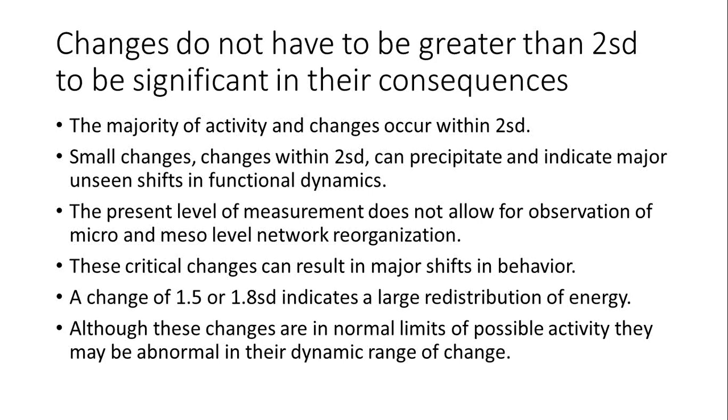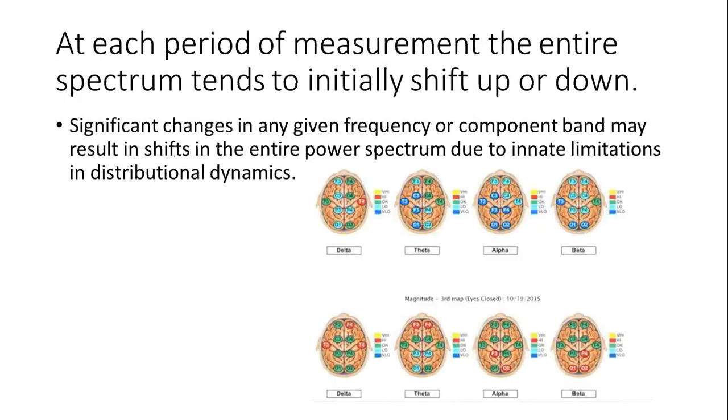So these critical changes can result in major shifts in behavior. A change of 1.5 or 1.8 standard deviation indicates a large redistribution of energy. So when you get that change, that's approximately 1 standard deviation, there's a lot of changes in energy and network dynamics to accommodate that change. So although these changes appear to be in normal limits of possible activity, they may be abnormal in their dynamic range of change.